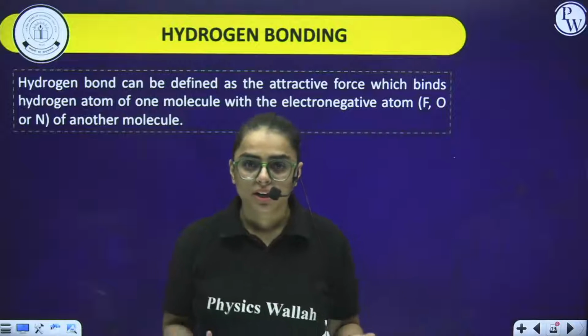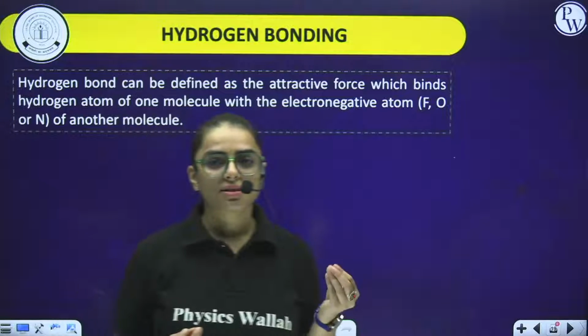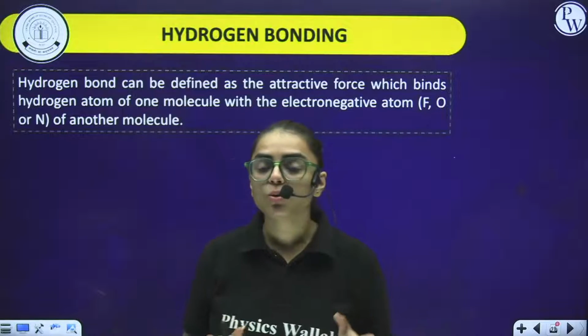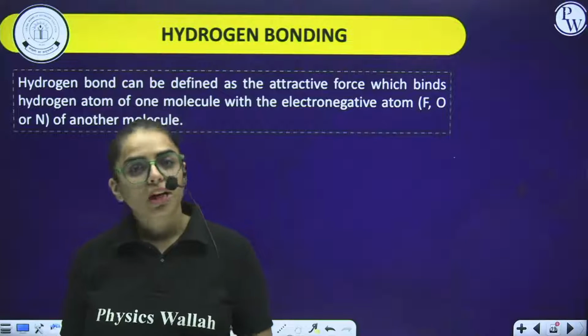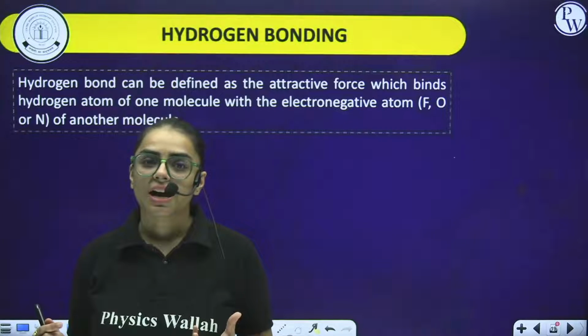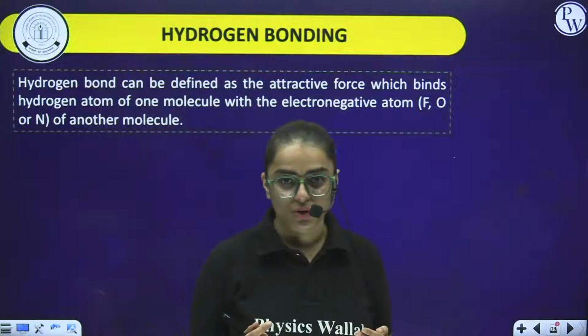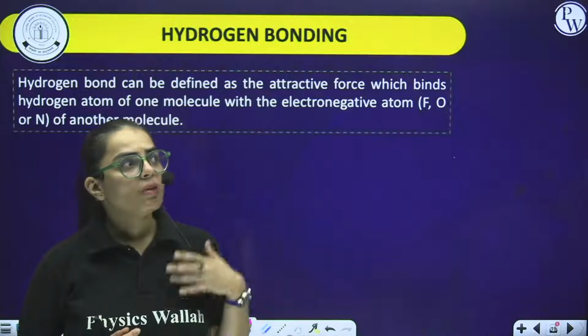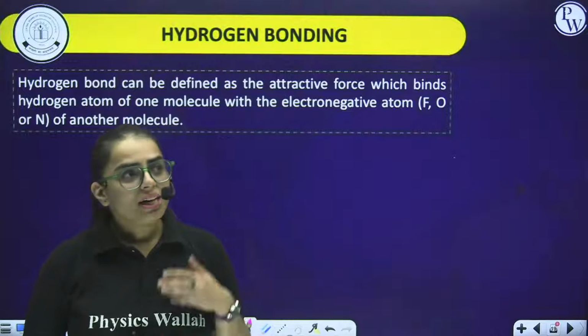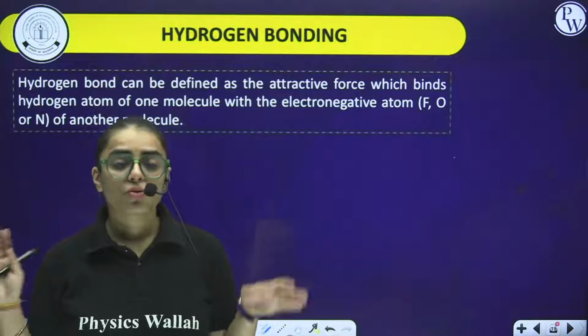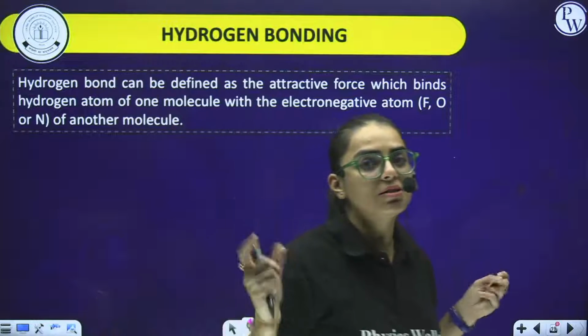Now students, let's start with hydrogen bonding. What is hydrogen bonding? Hydrogen bonding is basically a bond that is created between hydrogen of one molecule and a more electronegative atom of another molecule. That more electronegative atom can be either fluorine, oxygen, or nitrogen. Now many students think, ma'am, why not chlorine? Chlorine has an electronegativity almost similar to nitrogen. Why not chlorine? Because chlorine has a bigger size.